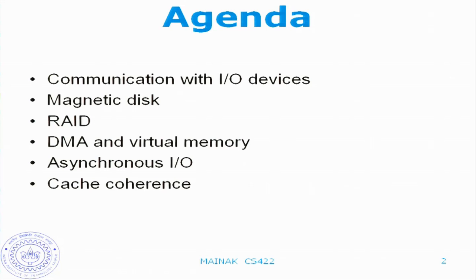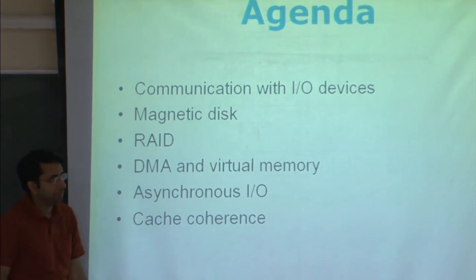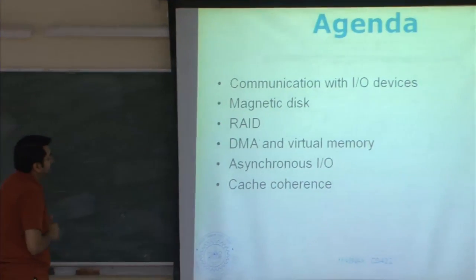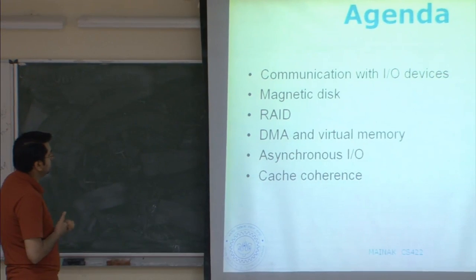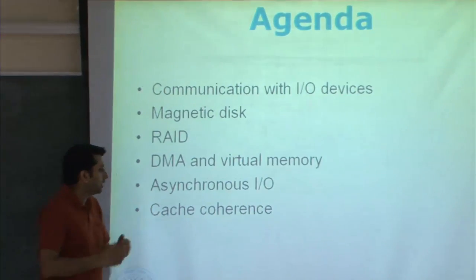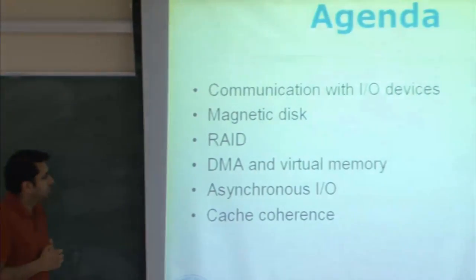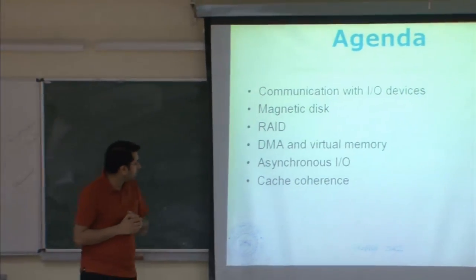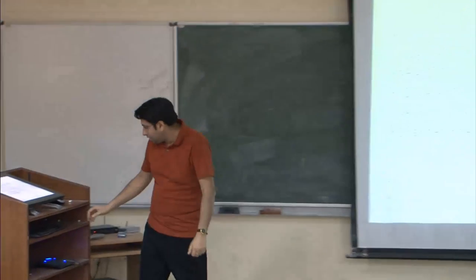Then we talk about direct memory access and virtual memory. So we have seen a lot about virtual memory, and we look at one way of doing IO and how it interacts with virtual memory. Talk a little bit about asynchronous IO and interaction with cache coherence.